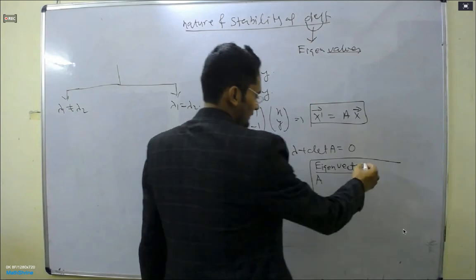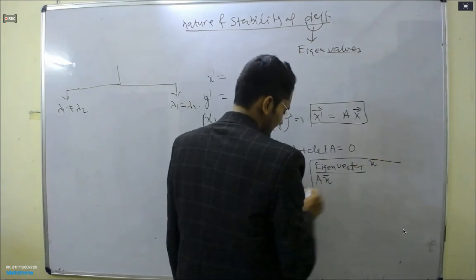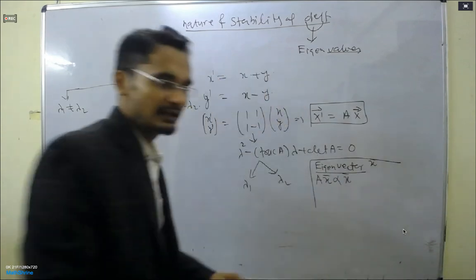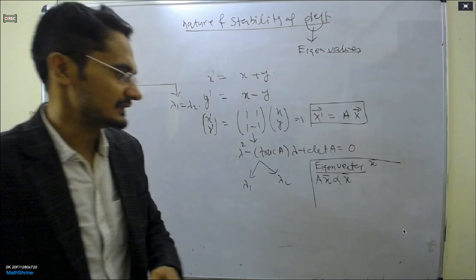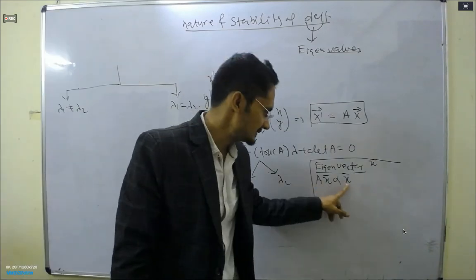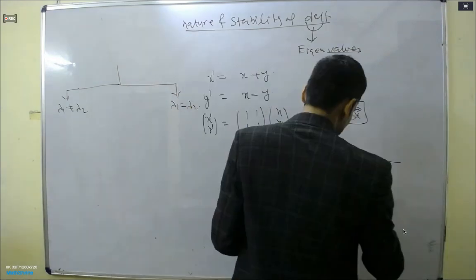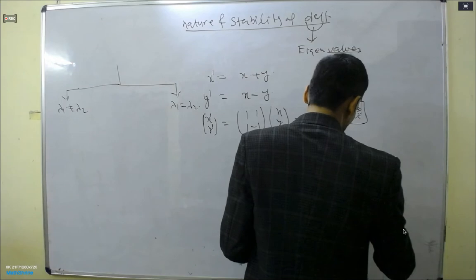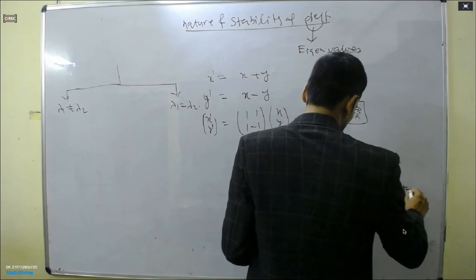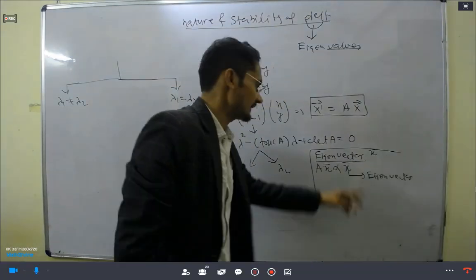Then the question is very simple. What is the problem if X is 0? If I take the 0 vector, I will always get the 0 vector. Then what is the problem? The problem is very simple. If I am taking the 0 vector, the proportionality constant will remain as it is.